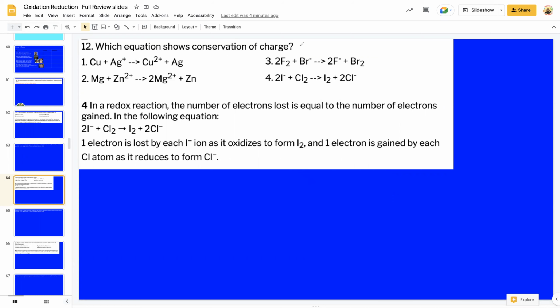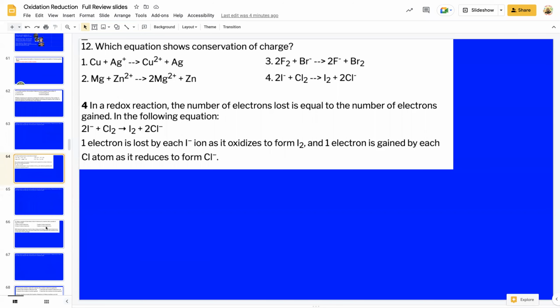These are difficult to process, so I'll rewatch this if that did not make sense. But again, these 2 iodines went from negative to, I'm sorry, negative to 0. So that means they lost electrons. And this was from 0 to negative, which means they gained. They gained and lost the same amount.